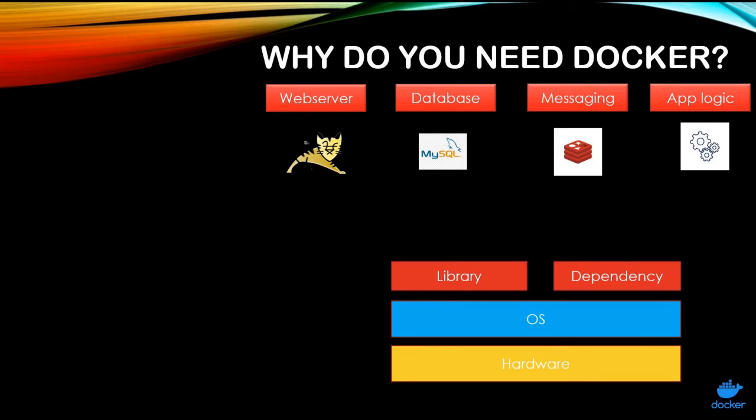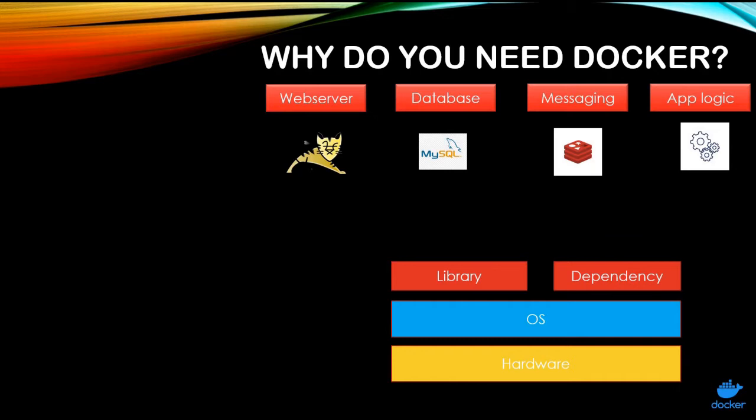Now coming to the OS, library, dependency, and hardware, each different component, such as the web server, requires a separate hardware or OS compatibility. It's a similar case for a MySQL database, and maybe for your messaging application, let's say Redis. The same thing happens for your application logic also. So everything has different versioning, and this requires a specific OS, specific library, and dependency as well.